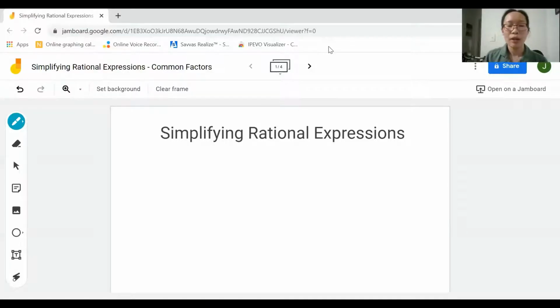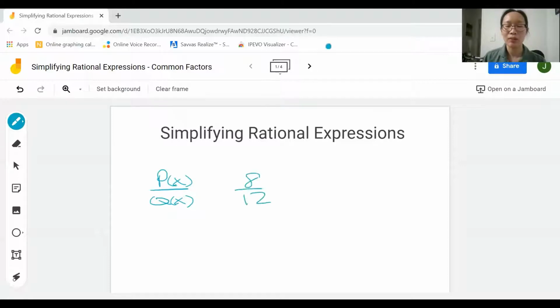Hi, I'm Miss Jo, and in this video, we'll simplify rational expressions by canceling common factors. We've talked about rational expressions being like fractions, except instead of numbers, you have a polynomial divided by another polynomial. Like fractions, rational expressions can be simplified.